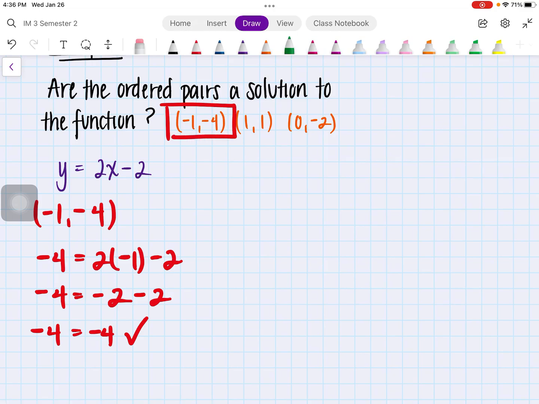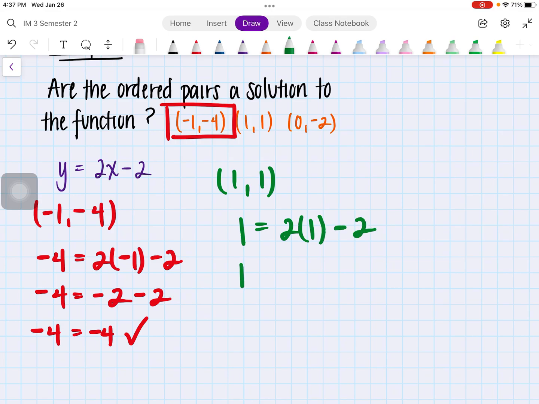Now let's go ahead and try the next one. Go ahead and do that in green. And we have 1 comma 1. Wherever I see a y, I'll put a 1. Wherever I see an x, we'll put a 1. So we have 1 equal to 2 times 1 minus 2.